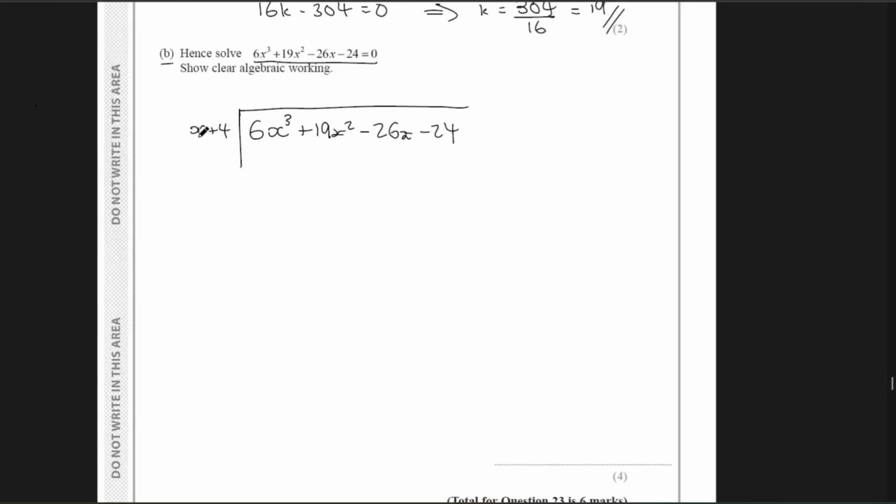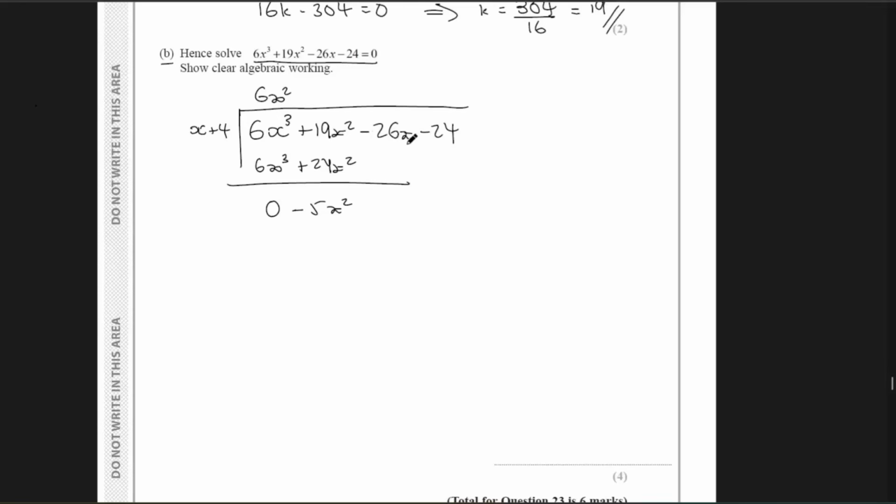What do we need to multiply x with? To get 6x cubed, we'll need to multiply with 6x squared. So x times 6x squared is 6x cubed. We'll also have to multiply plus 4 with the same. So 4 times 6x squared is 24x squared. And we'll subtract. This will give us 0 here. 19x squared minus 24x squared is minus 5x squared.